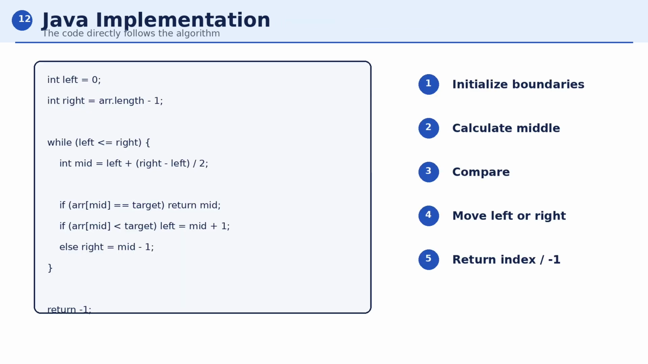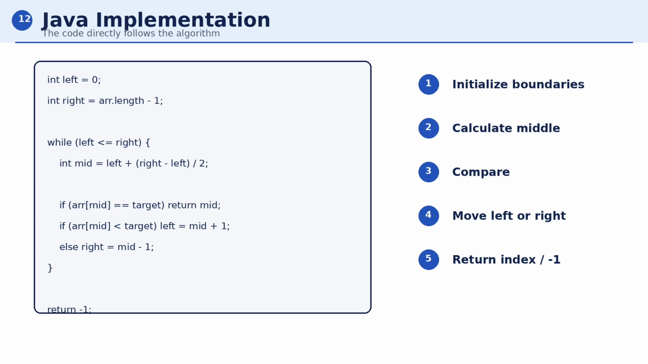Now let's understand the implementation line by line. First, left is assigned the value 0. We start from index 0. Then right is assigned array length - 1. This gives us the last valid index of the array. Together left and right define the portion of the array we are currently searching. So right now we have to search the complete array. Next we have while left is less than or equal to right. This means continue searching as long as there is still a valid range to search.